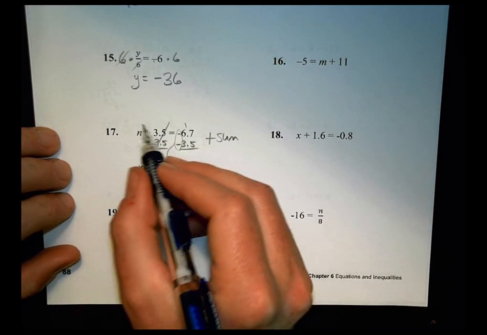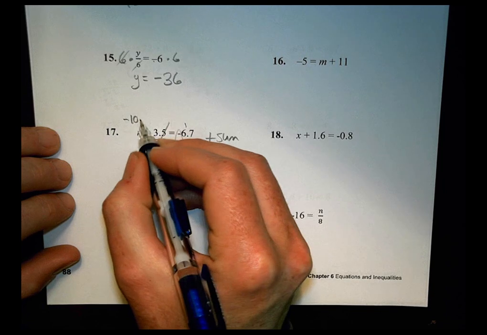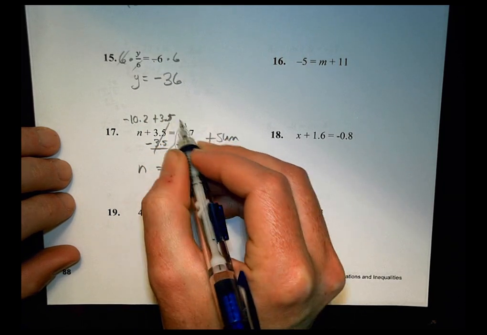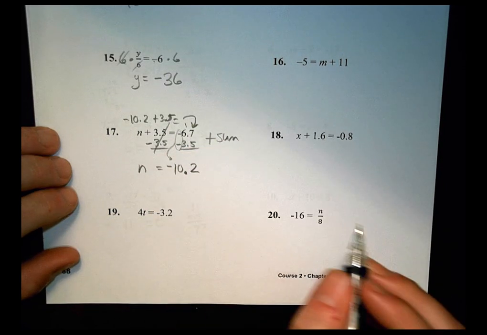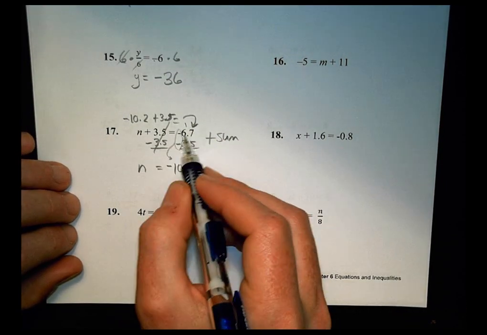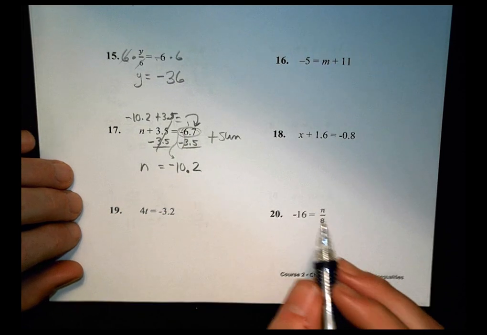Okay, which makes sense. If you go back here, you need to have a negative 10.2 plus 3.5 in order to get to a negative 6.7, right? If this was positive, you'd have 13, and that doesn't match negative 6.7.